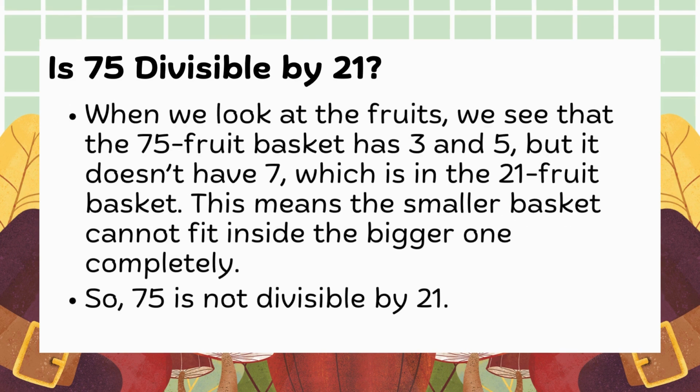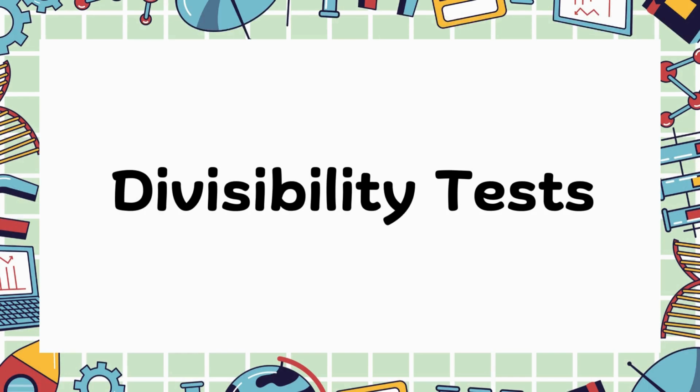For example, is 75 divisible by 21? The 75 fruit basket has 3, 5 and 5, while the 21 fruit basket has 3 and 7. Since the 75 fruit basket does not have 7, it means it cannot fit inside the bigger one completely. So 75 is not divisible by 21.